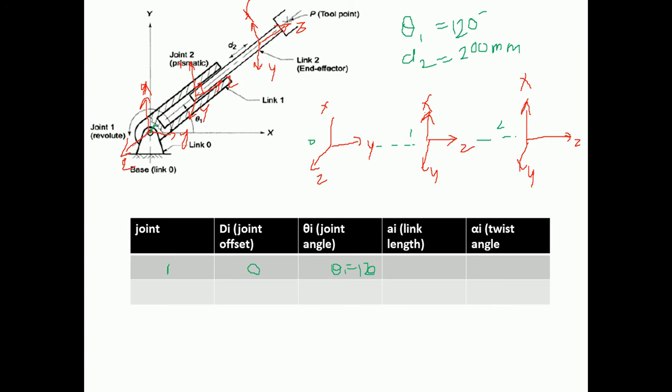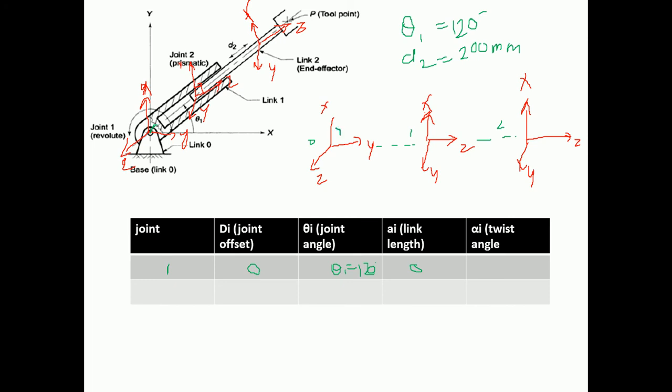Okay, now after this you have to translate by a value so that the previous frame reaches the next frame through a common normal. In this case both frames lie at the same origin, so there is no distance to trace, so this value is going to be 0. And at last, we are trying to rotate about the x axis so that the twist angle is found.